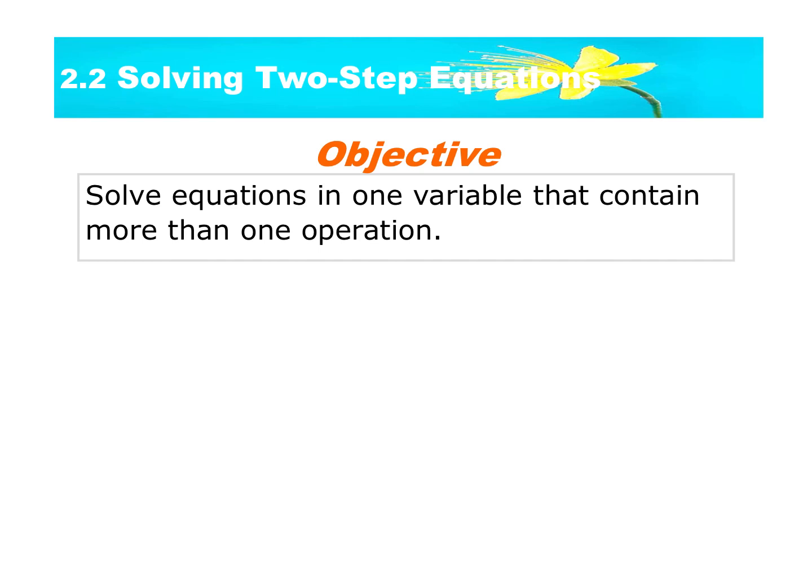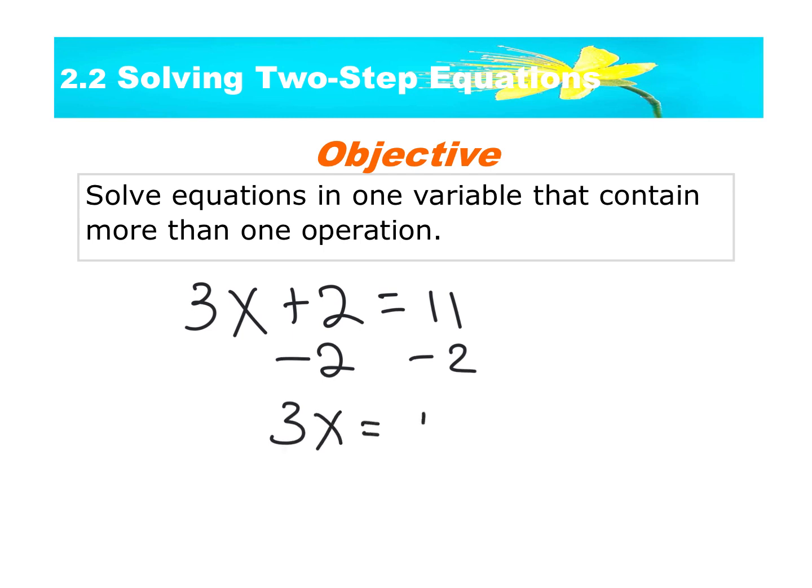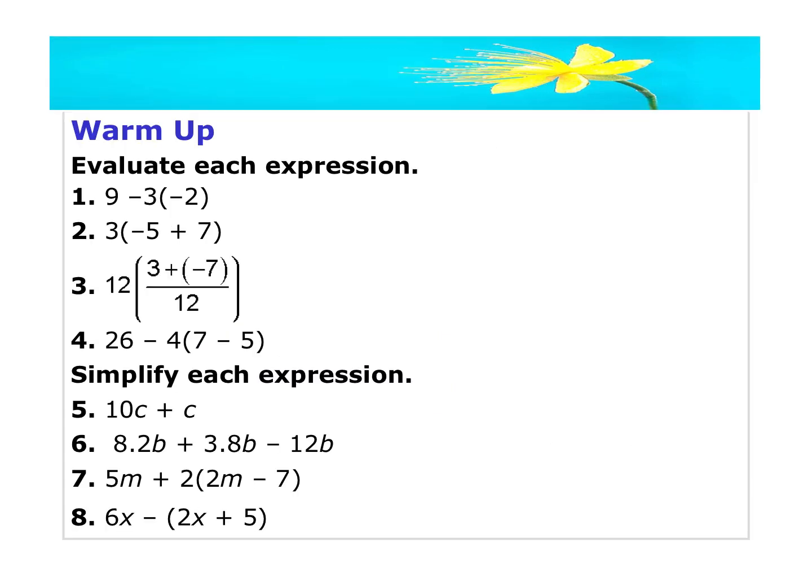2.2 Solving two-step equations. So the objective is to solve equations in one variable that contain more than one operation. One example of that would honestly be what we've been doing before. So here you have two steps. You have to subtract the 2 first. We've seen this equation a few times in the examples. And then the second step would be to divide by 3. So that's why it's a two-step equation. So you do it in 2 steps.